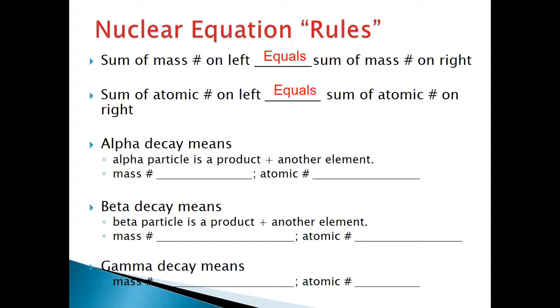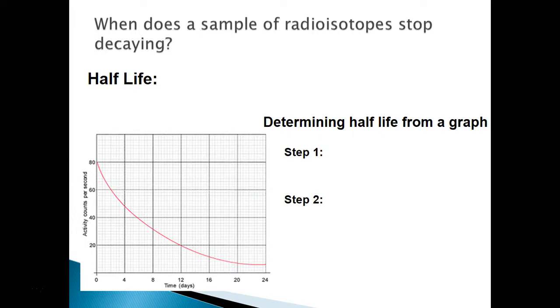If you see the term alpha decay, it means that an alpha particle will be a product, which means that whatever isotope is undergoing alpha decay will create a brand new element. So the mass number of an alpha particle is 4 and the atomic number is 2. If something is undergoing beta decay, that means it's going to spit out a beta particle and another element. The mass of the beta particle is 0 and the atomic number is -1. Finally, gamma decay means that a radioisotope is emitting gamma radiation, which means it will lose 0 mass and lose 0 atomic number.